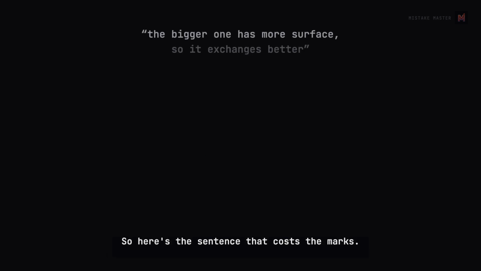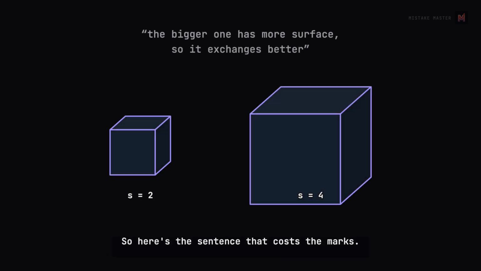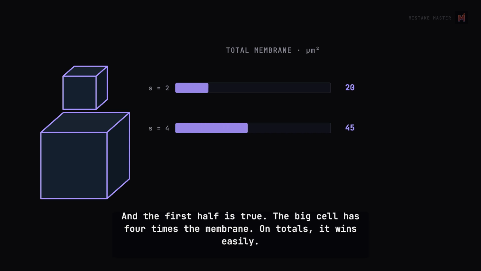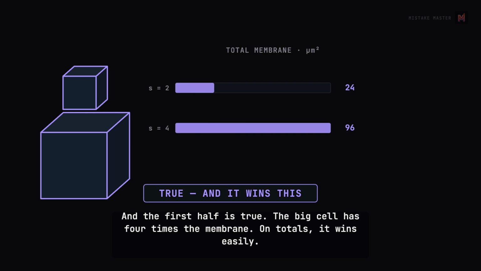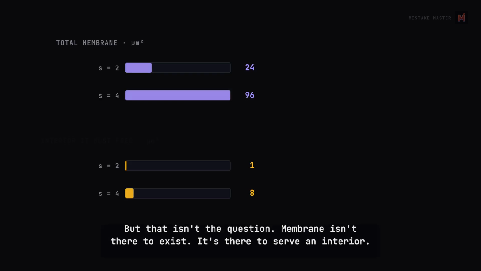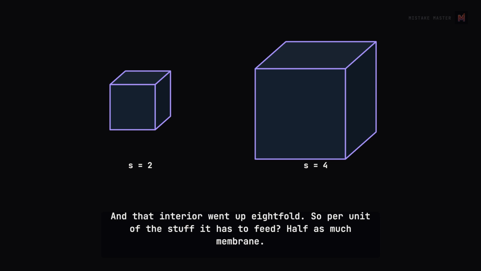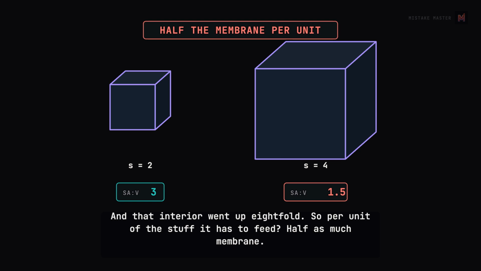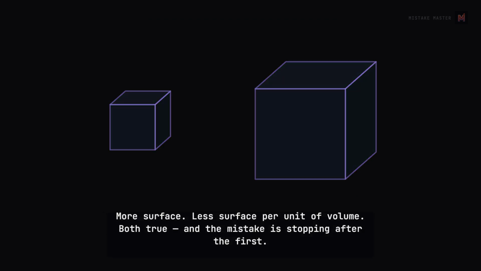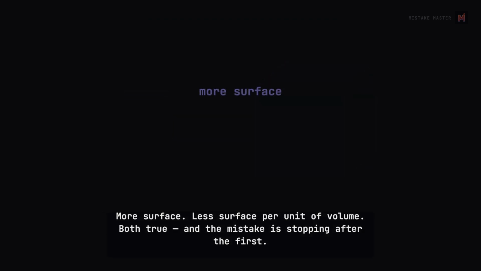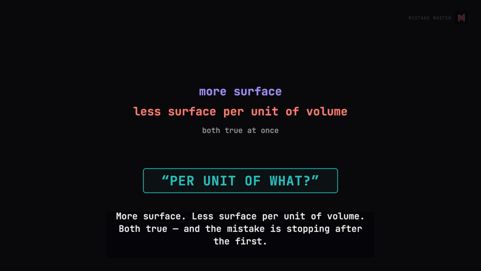So here's the sentence that costs the marks. And the first half is true. The big cell has 4 times the membrane. On totals, it wins easily. But that isn't the question. Membrane isn't there to exist. It's there to serve an interior. And that interior went up 8-fold. So per unit of the stuff it has to feed, half as much membrane. More surface. Less surface per unit of volume. Both true, and the mistake is stopping after the first.